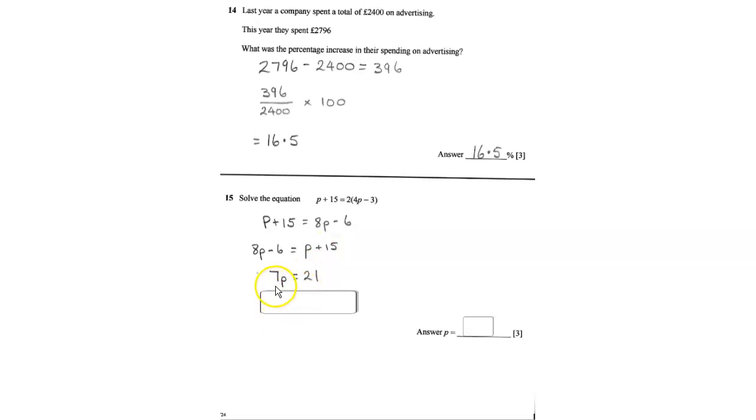So the next one is I have to divide by 7 both sides to get rid of this 7 where the p is. So what we've got is 7 divided by 7 is 1, so we're left with p, and 21 divided by 7 is 3.